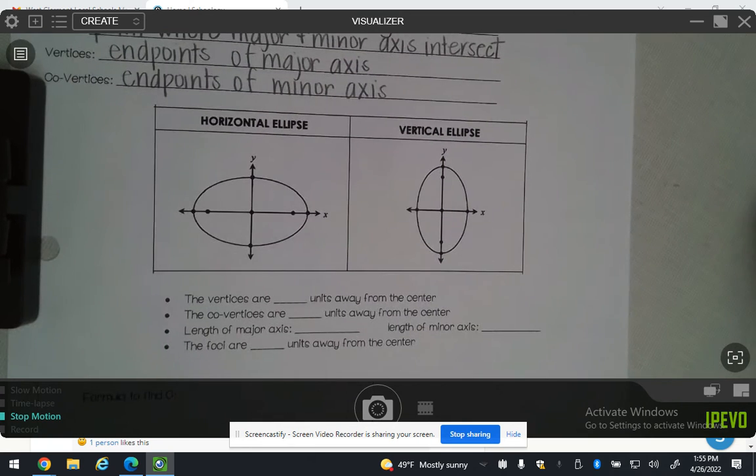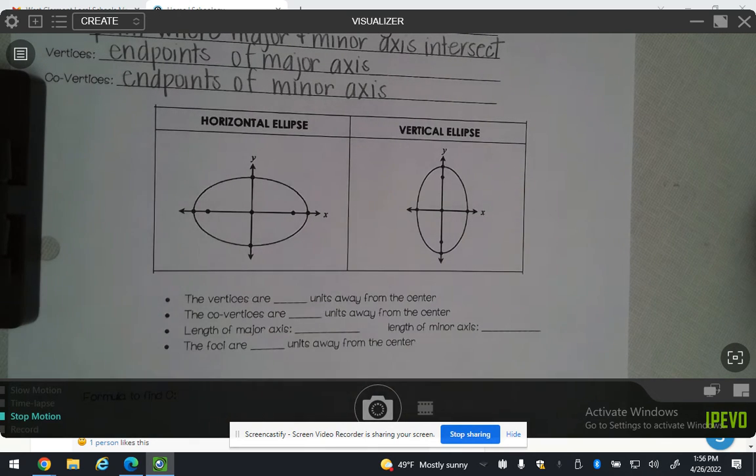We have 2 versions of ellipse. You're going to hear me ask you this. This is exactly how I'm going to ask it. I'm going to say, does it stretch horizontally or does it stretch vertically? Does that make sense? So if I tell you it stretches horizontally, that means your major axis is going to be horizontal. Does it stretch vertically? Your major axis is going to be vertical.